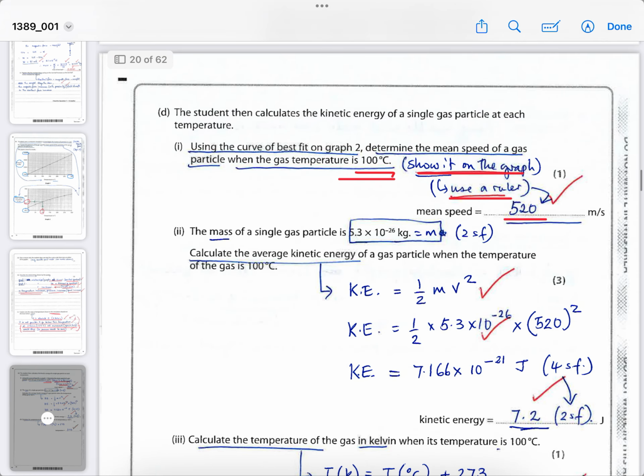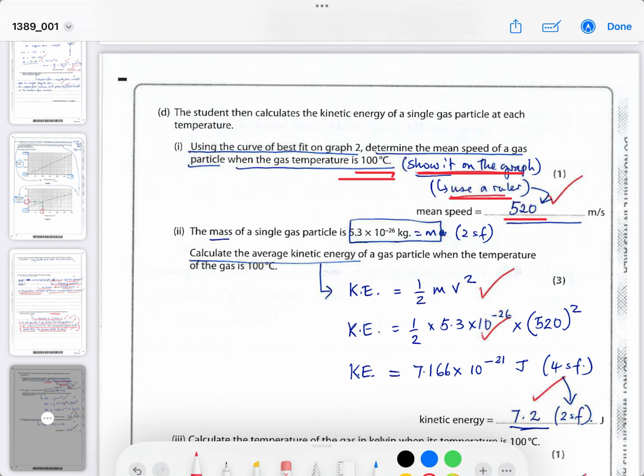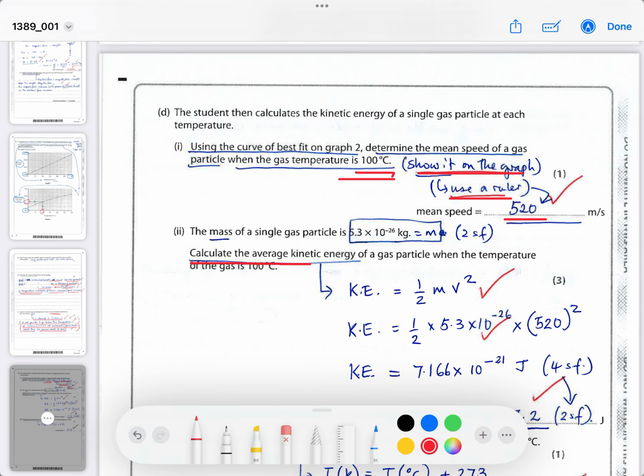Once you've done that, back to the question, you'll see that the mean speed is 520 meters per second. And then it says the mass of a single gas particle is given here. Yeah. Now it's very small because we're talking about microscopic or much smaller than microscopic particles. Yeah. So that's 5.3 times 10 to the minus 26 kilograms. So if we know the speed and we know the mass, then we should be able to calculate the kinetic energy. Yeah, so they want you to calculate this kinetic energy, yeah, of this particle at 100 degrees centigrade.